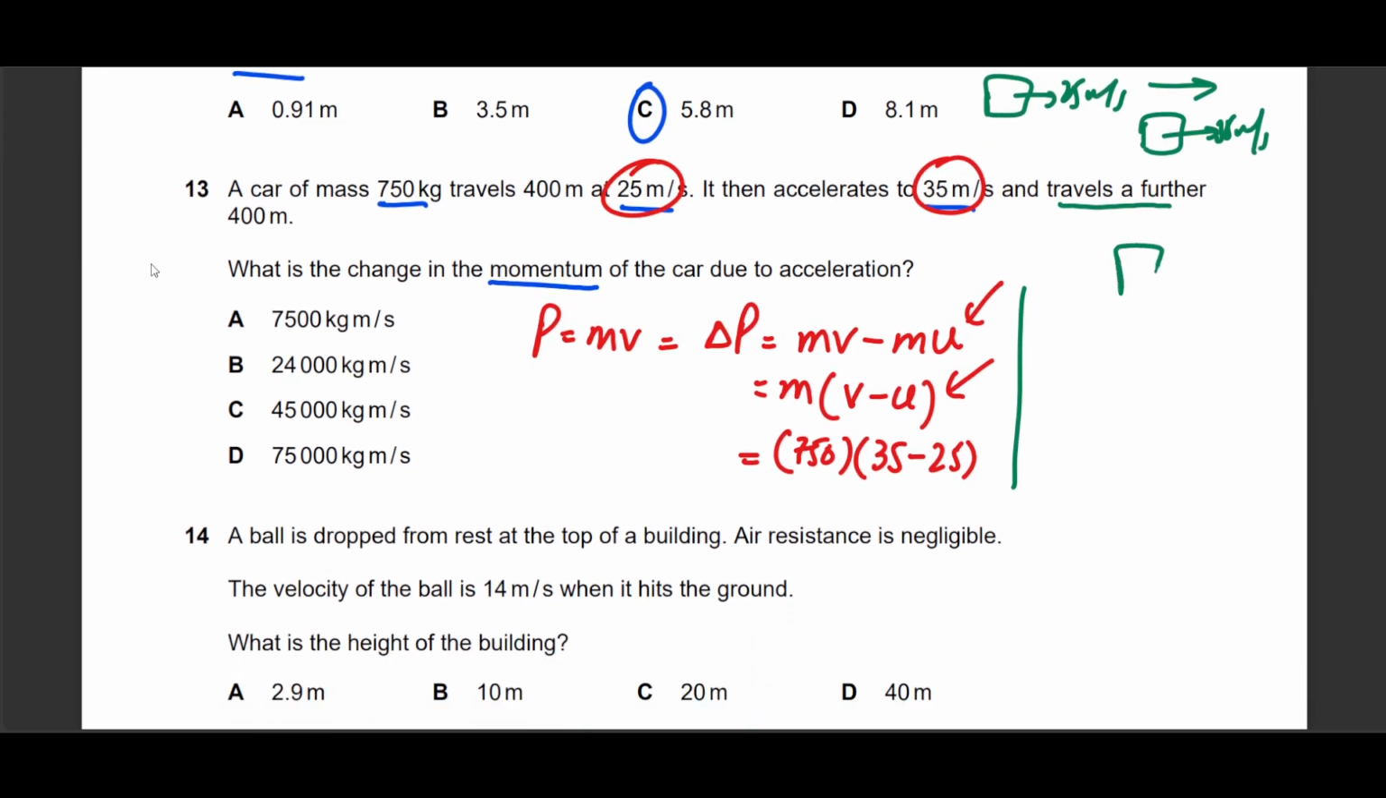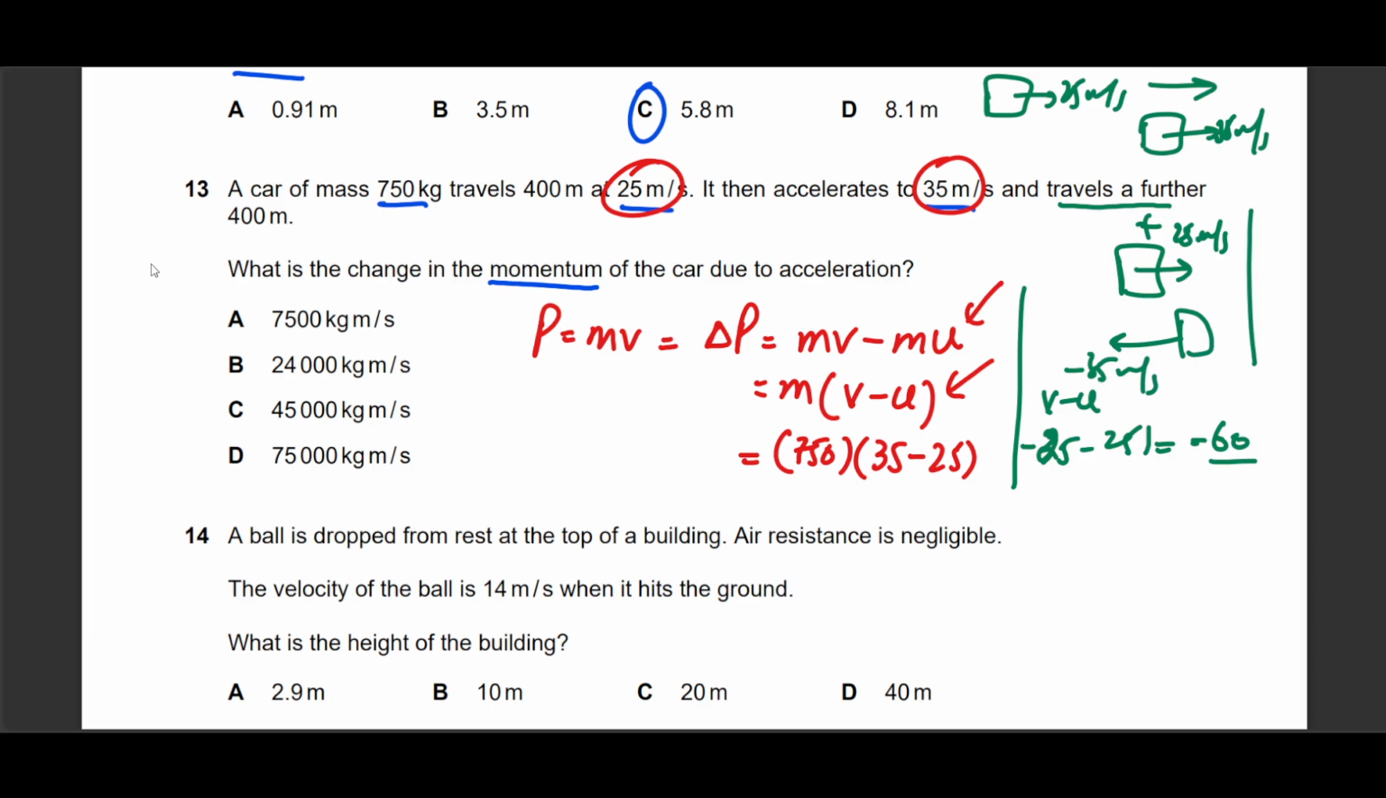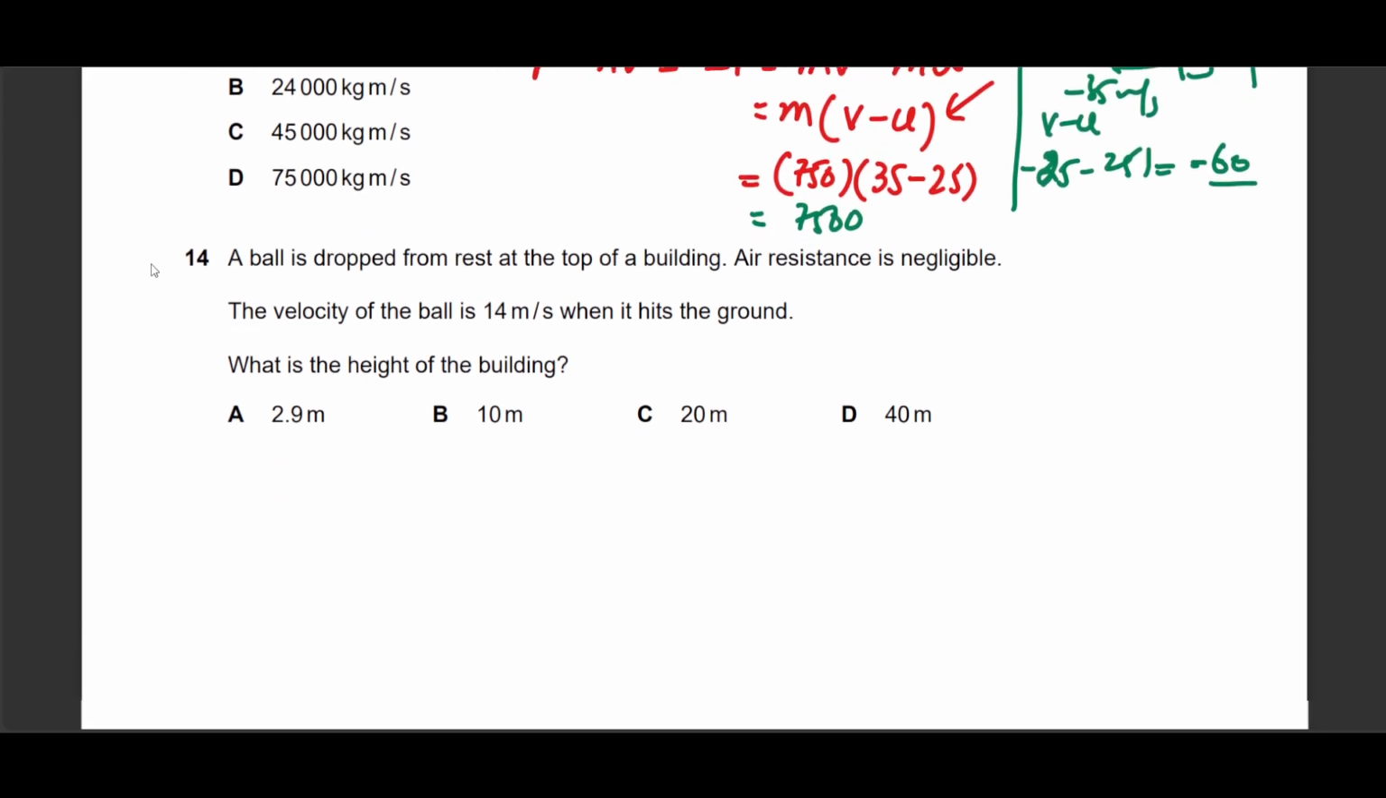For example, if the object had collided with a wall at 25 meters per second and bounced back with a speed of 35 meters per second, then this velocity would have been considered as positive and this one would have been considered as negative, which would lead to a situation in which V minus U actually yields minus 35 minus 25, which results in them being added, becoming minus 60. So in the case of bouncing back, you have to keep an eye on this. But this question is very straightforward, so this comes out as 7,500, which is option A, very conveniently.